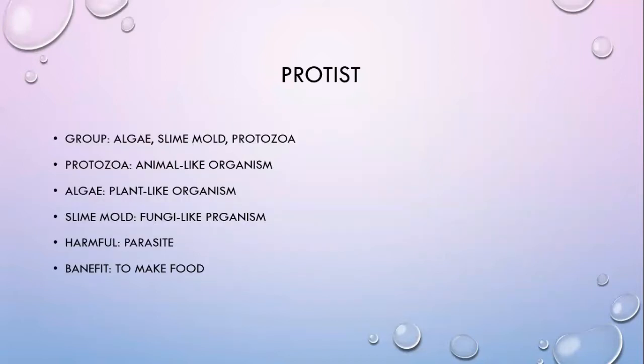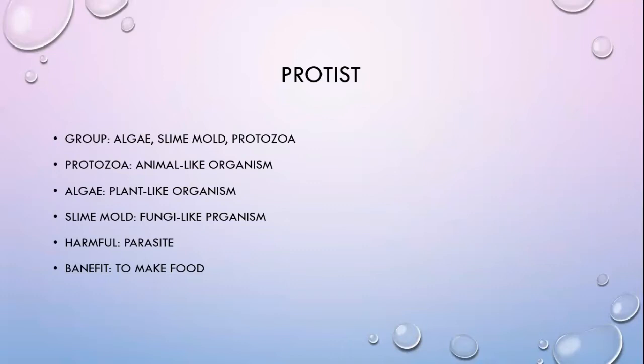Okay, what is the third organism that we will learn in this topic? It can be differentiated into algae, slime mold, and protozoa. Protist is actually an organism that resembles an animal, plant, or fungi. Protozoa is an animal-like organism. It cannot be in the animal group because it lacks certain features, such as for protozoa, it does not have any organ systems such as the cardiovascular system, such as a heart.